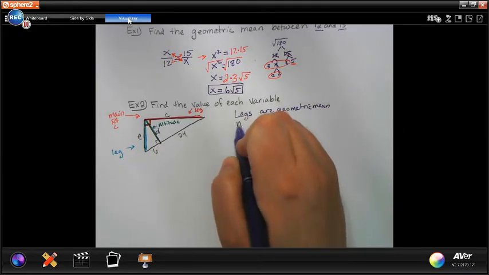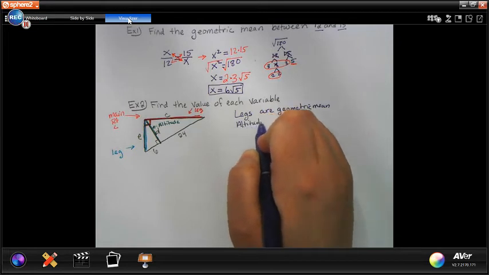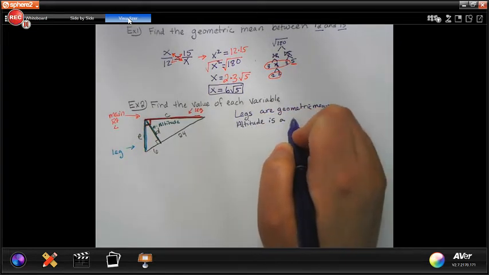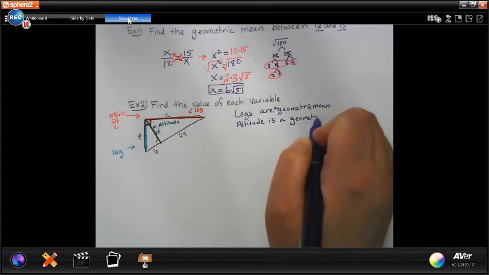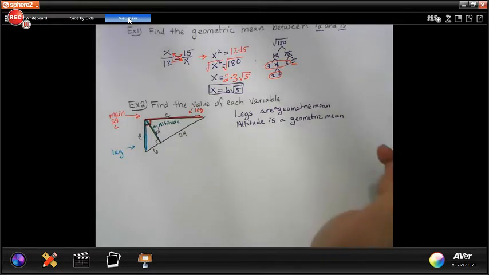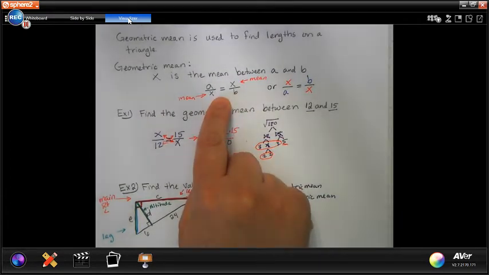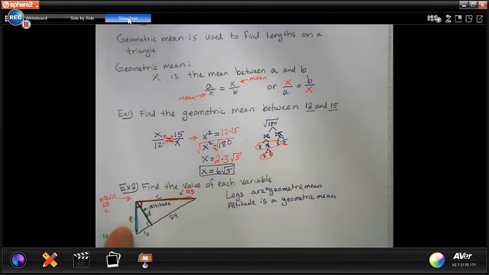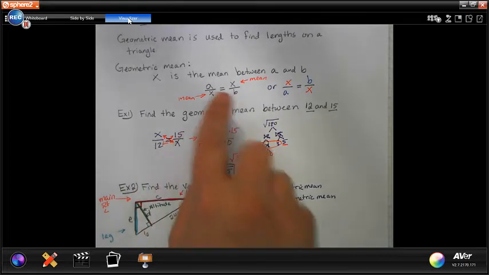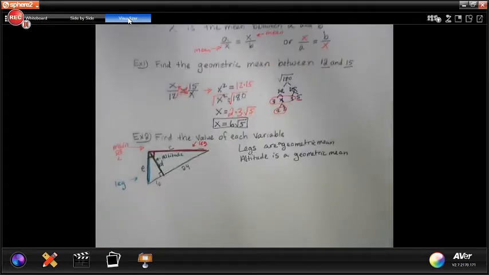And then the altitude is a geometric mean. Okay, so the legs of the big triangle are a geometric mean, and the altitude is a geometric mean. And a geometric mean, we set it up like this. So that means, since there are 2 legs and 1 altitude, that makes 3 things. So we're going to set this up 3 times.